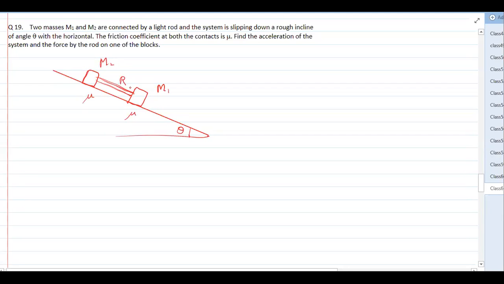So for that, first we need to find the acceleration of the system. So first, the combined system. We consider M1 and M2 together, because they are joined, they cannot separate, so they will always move together. If they are together, what are the forces? M1g plus M2g, then normal N1, normal N2, then friction F1 and friction F2. Okay, like this.